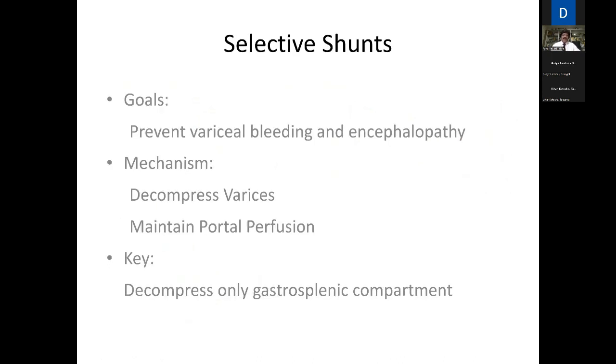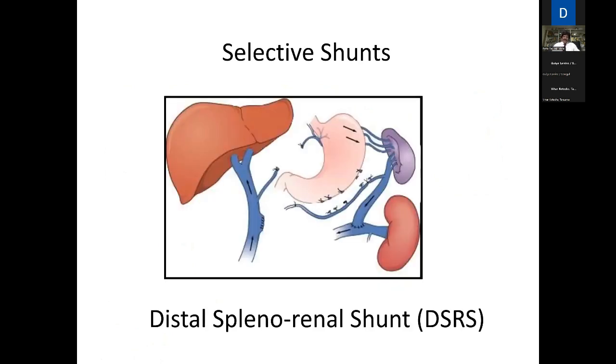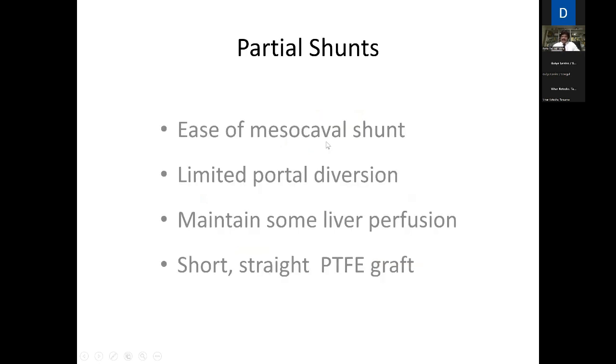It's not done anymore. Now is the time for selective shunts, a procedure done to prevent variceal bleeding and also avoid encephalopathy. These shunts decompress the varices and also maintain portal perfusion. Selective shunts mean they selectively decompress the gastrosplenic compartment. They do not decompress the bowel compartment. This is what is called distal splenorenal shunt, where the spleen is still in position. The splenic vein is disconnected from the portal vein and anastomosed to the renal vein, and this is a selective shunt which will drain the gastrosplenic axis.